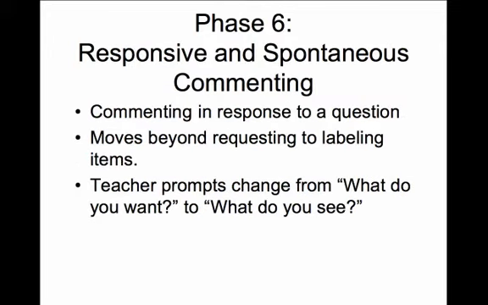Phase 6, responsive and spontaneous commenting. Training continues in a similar way, this time with labeling and naming items. It is the goal that the child will be able to answer randomly asked questions such as, what do you want, what do you see, what do you hear, and what do you have?